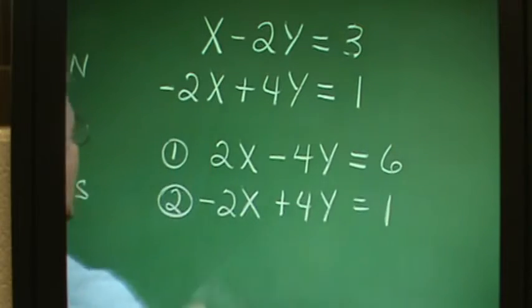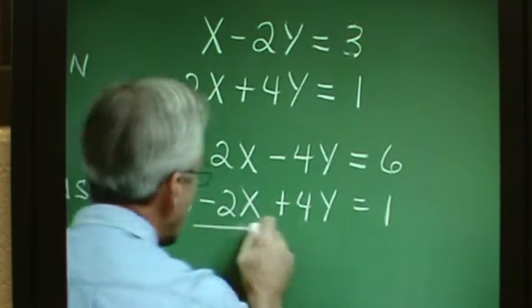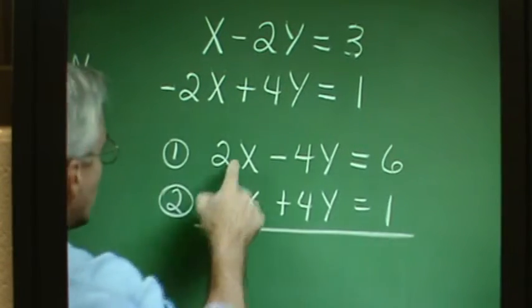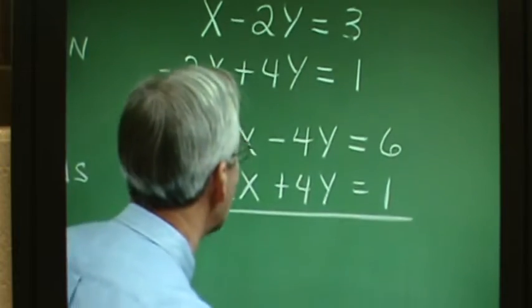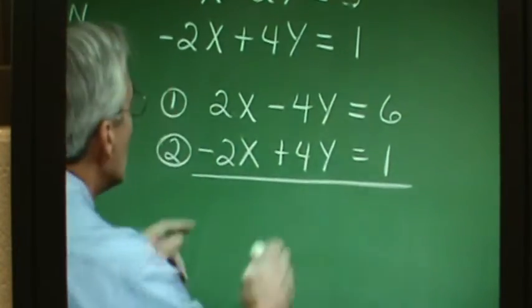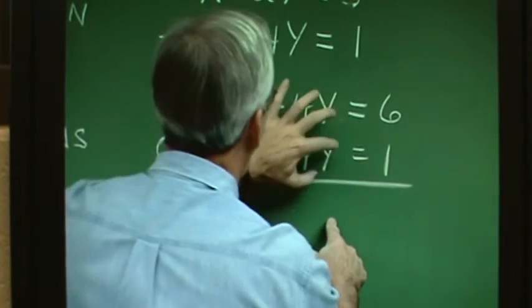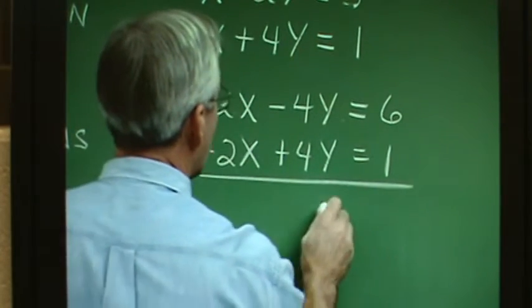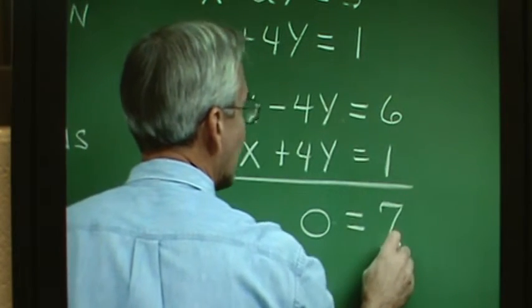All right, so now I have the situation I'm after, and I'm only concentrating here on the x's, and I draw the line and add, and here we go, 2x minus 2x, 0x, as expected. But then we look over here at the y's and we say, uh-oh, because minus 4y plus 4y, that's 0y. So all of the terms over here have disappeared. We have simply 0 over here. And on the right, we have 6 and 1, 7.